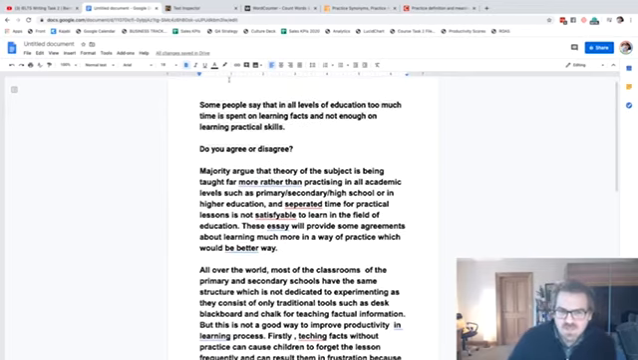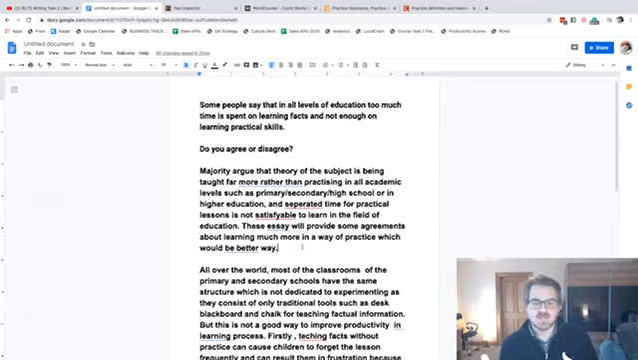So here's the question. Some people say that in all levels of education, too much time is spent on learning facts and not enough on learning practical skills. Do you agree or disagree? I'm going to take you through this step by step and try to give you an idea of what an examiner would be thinking about when they are looking at this. You might look at this and say, oh, I would never make that mistake. You would be surprised: under exam conditions on test day, you would make a lot of these mistakes.